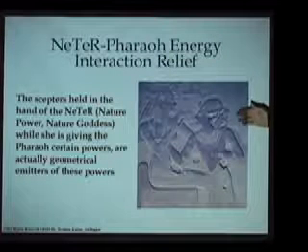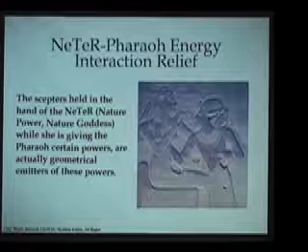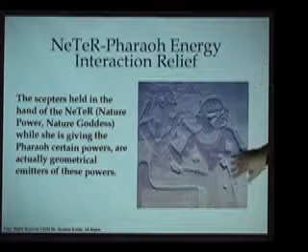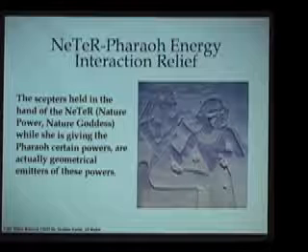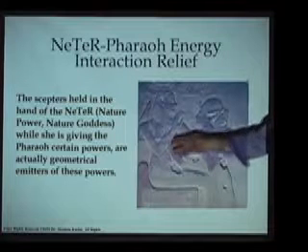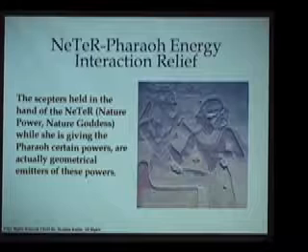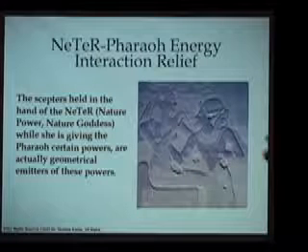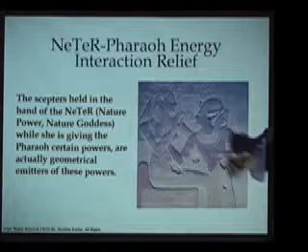This is a slide that was given to me by Dr. Karim on the Neter-Pharaoh energy interaction. Here's another illustration from an Egyptian temple wall, and what it shows is a being that in English translations is normally referred to as a god or a goddess, but in the original Egyptian hieroglyphs, these superhuman beings are referred to as neters, N-T-R.